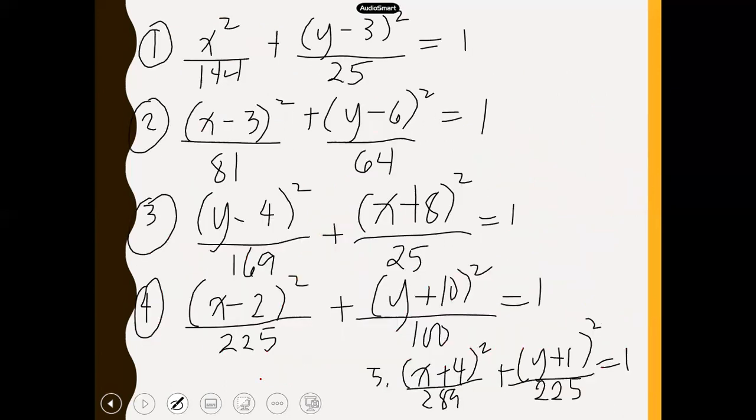This time, bibigyan ko kayo ng exercises from 1 to 5. So you need to translate from standard to general form of the ellipse.